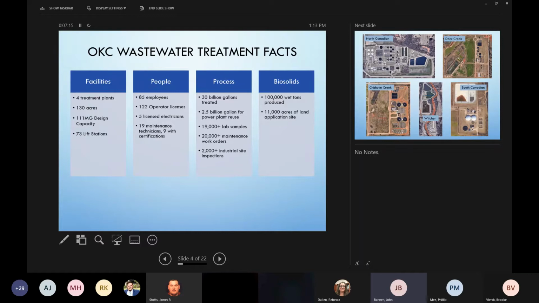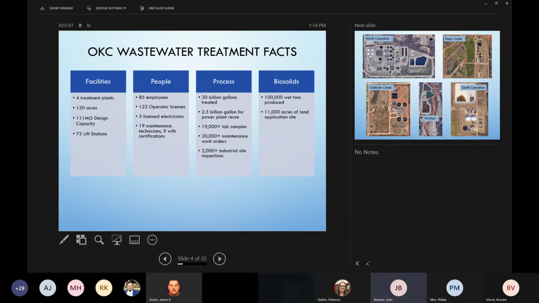And then throughout the city, there are 73 lift stations that bring the water to our 4 treatment plants. So that operation is managed by 85 people, multiple licenses, as we all know, with lots of maintenance activities. And some of the things that we're going to talk about today with regard to floatables impact the maintenance activities that we have to perform on a daily basis or on a periodic basis.